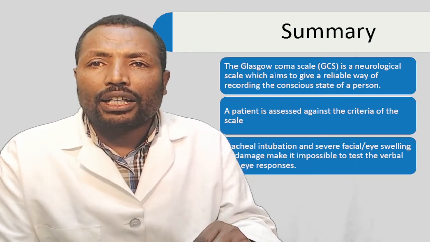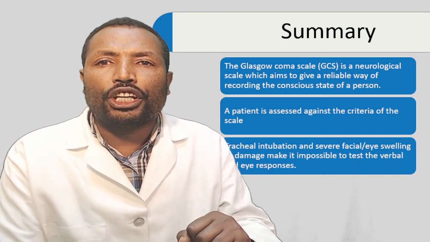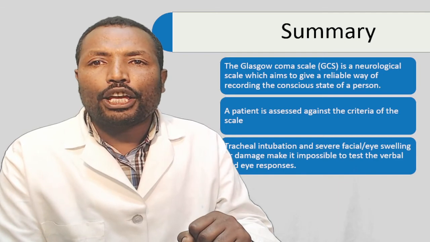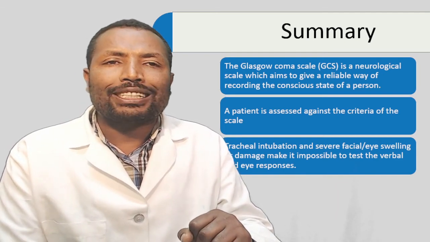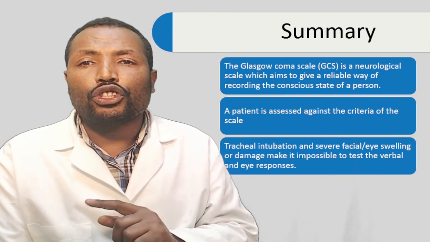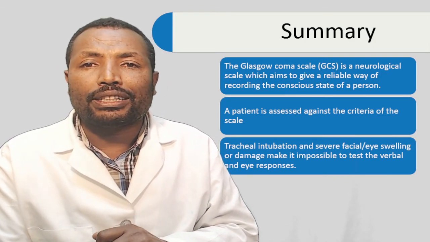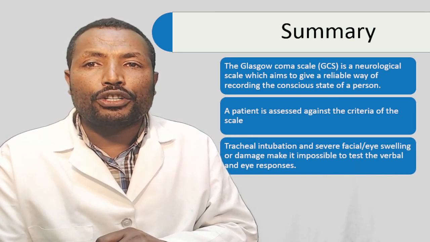Summary: the Glasgow Coma Scale is a neurological scale which aims to give a reliable way of recording the conscious state of a person, assessed against the criteria of the scale. There are some limitations. If the patient is intubated, or if there is severe facial injury or eye swelling, it is difficult to measure. So this is important.